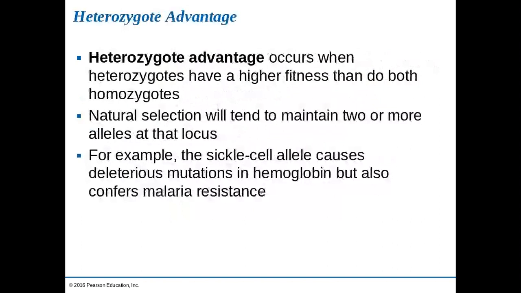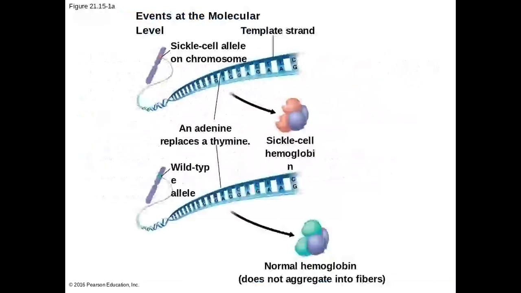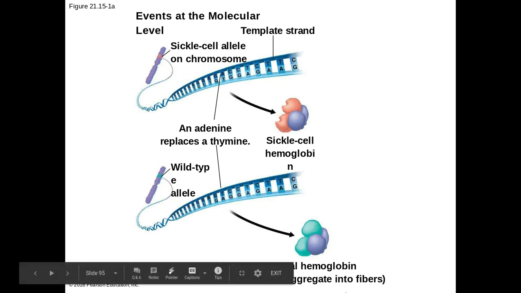And the reason why I said we've talked about this a lot is because you're very familiar with sickle cell. This causes deleterious mutations in the hemoglobin, resulting in sickle cell. But if you're the heterozygote, you also have some malaria resistance. So we've talked a lot about sickle cell anemia at the molecular level already. We've talked about how on the chromosome for normal hemoglobin, we have thymine at this point on the DNA, but in sickle cell, adenine has replaced that. And so that results in this mutated hemoglobin compared to the normal hemoglobin.